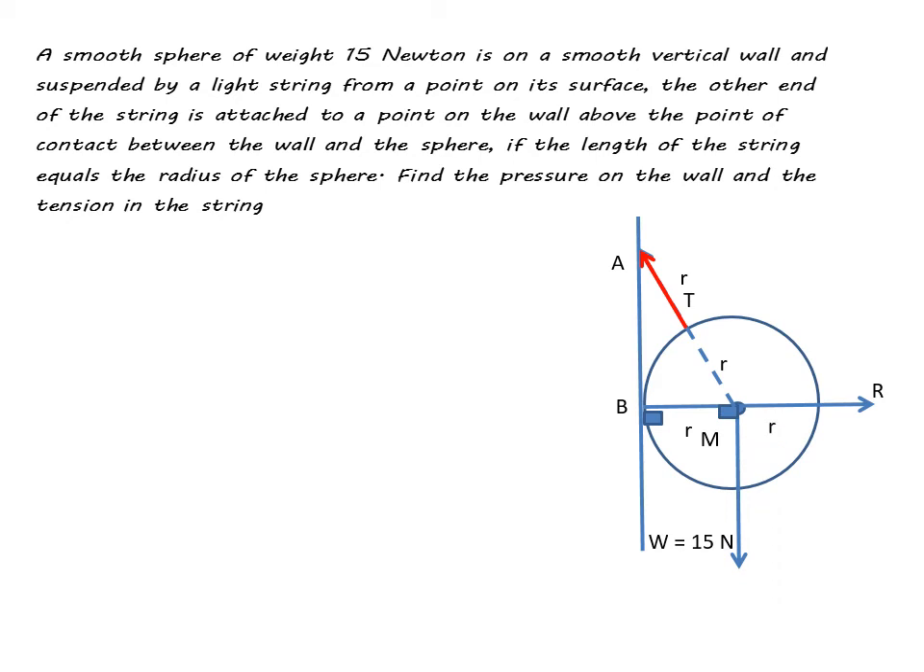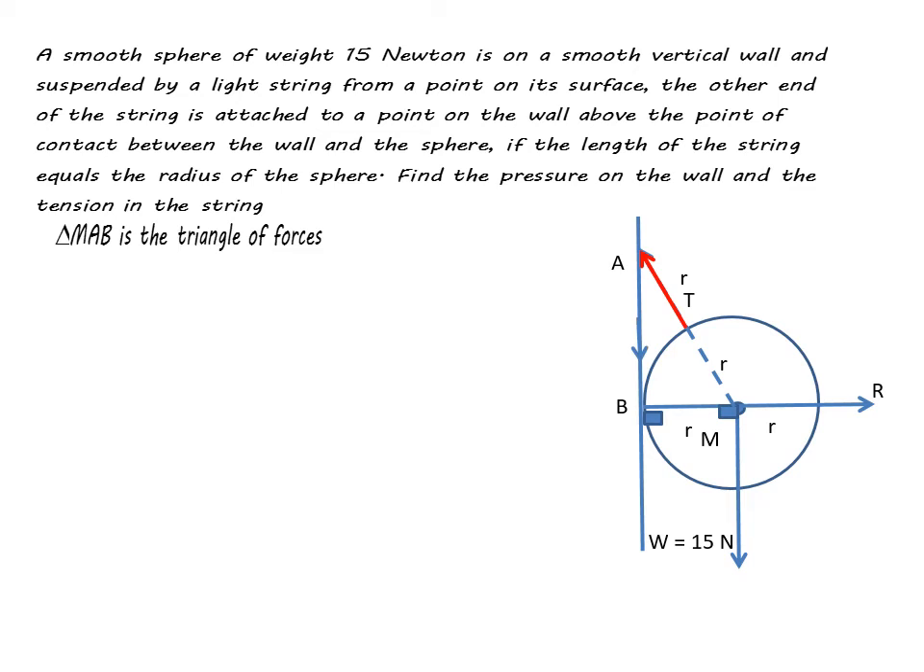Find the pressure on the wall and the tension. Here we have ABM as the triangle of forces. Why? Because BM represents the line of action of the first force, which is the reaction of the wall, and MA represents the line of action of the tension. Finally, I can move the weight parallel to it, so it will be represented by AB on the wall, right?